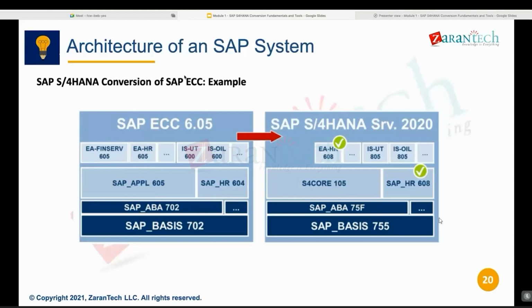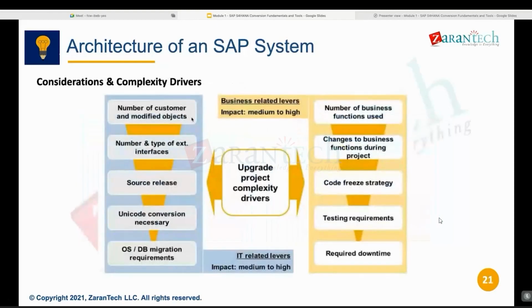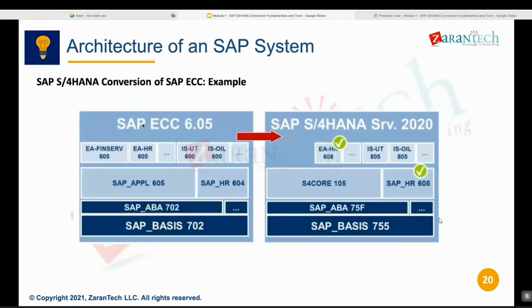And then the SAP S4HANA conversion of ECC example. SAP ECC 6 EHP 5, if you convert it directly to 2020, yes, there are changes. SAP HR will be at 6808, and you see some new components: S4 core 105, SAP ABA 75F, the ABAP foundation layer will come, and SAP Basis also goes to the 755 layer. This is an example of how the components look when you do a conversion.